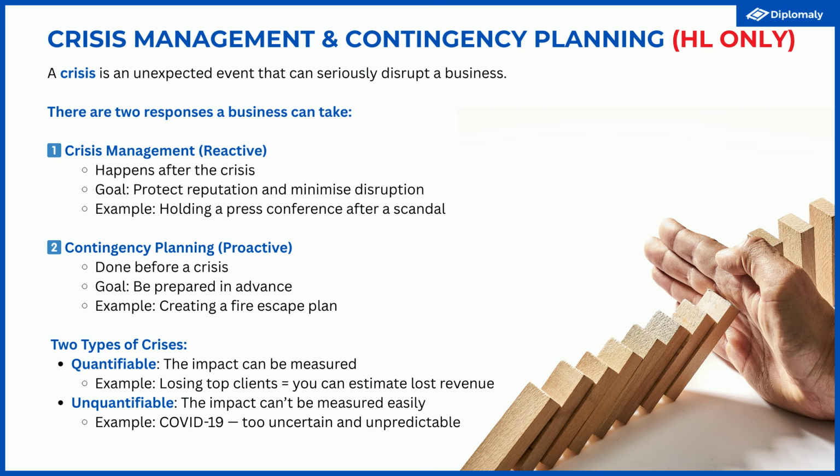For example, creating a fire escape route is an example of a contingency plan, while openly and honestly answering questions in a press conference about an issue would be part of crisis management. These crises can come in two types. They can be quantifiable, where the impact can be measured, or unquantifiable, where the risk cannot be measured. For example, if the top 5 clients leave the firm because of a scandal, the business can estimate the dollar value of revenue lost. On the other hand, they cannot estimate the loss for something like COVID-19.